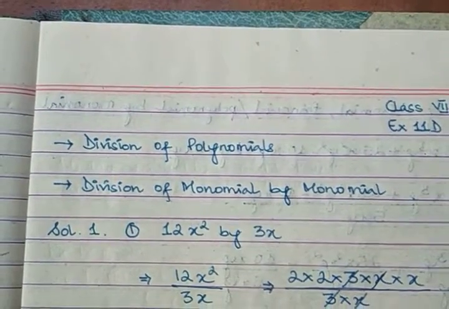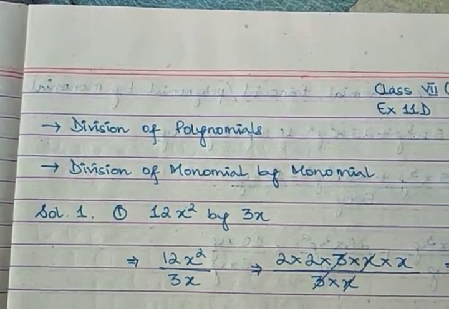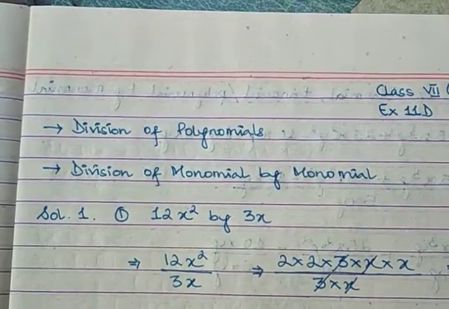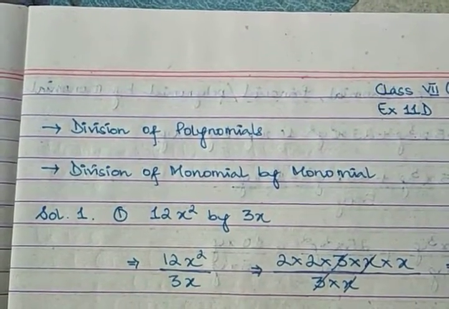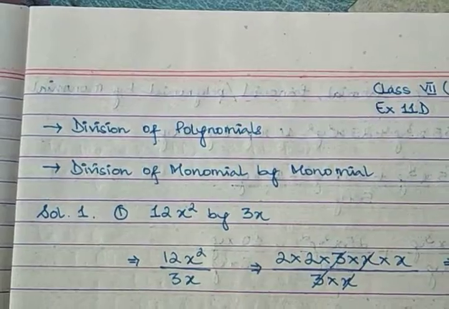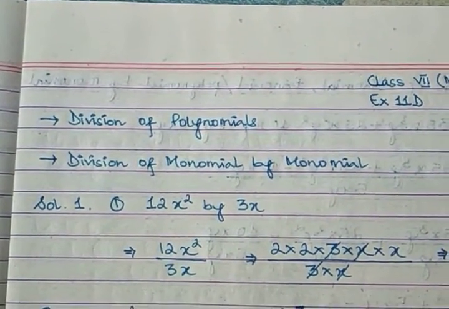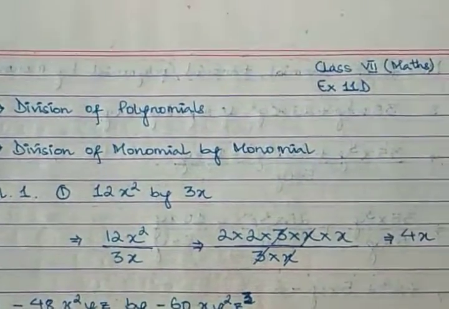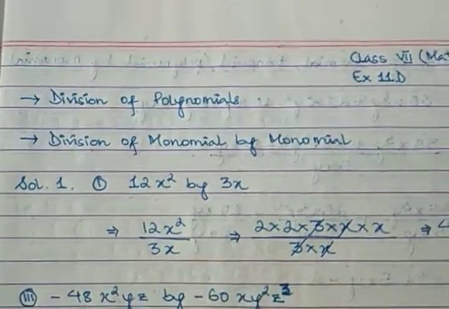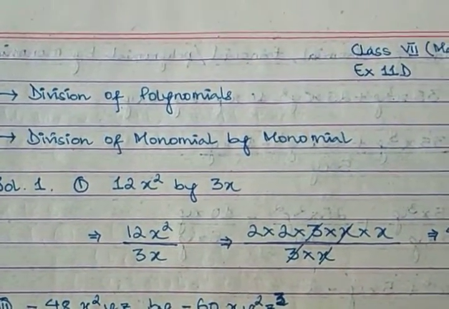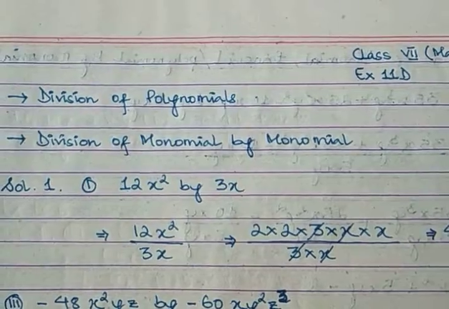So, division of polynomials. The first thing I will be doing under this topic is division of a monomial by a monomial, that is, a single term divided by a single term. I have taken this from exercise 11D, question number 1. The first question we have here is 12x squared by 3x.